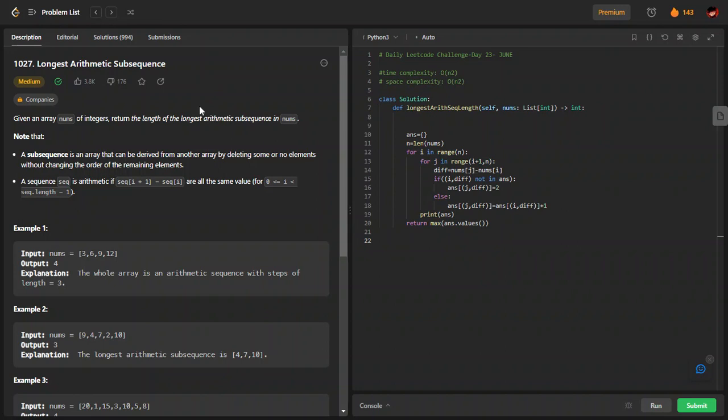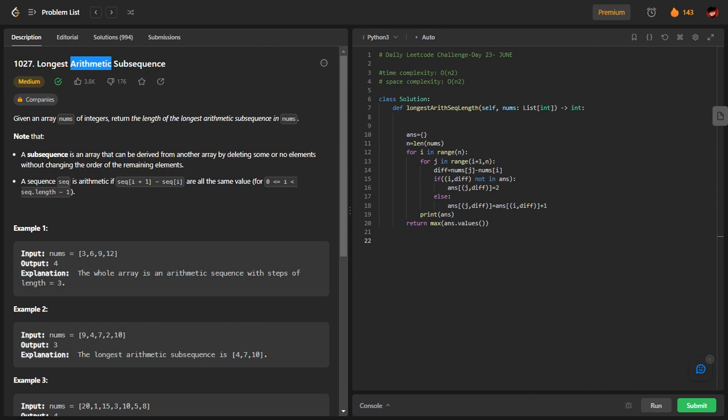First, let's go through the question. That's question 1027, longest arithmetic subsequence. Arithmetic subsequence is something related to what I learned in CBSE standard, arithmetic progression basically, but in this case it is a subsequence. What is a subsequence, we will understand that separately, but please try to recall what is arithmetic progression.